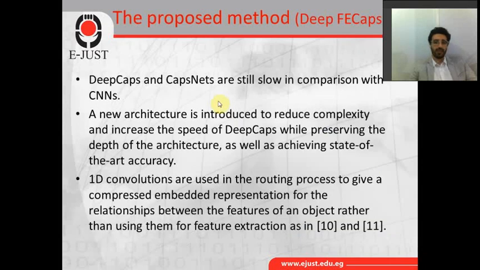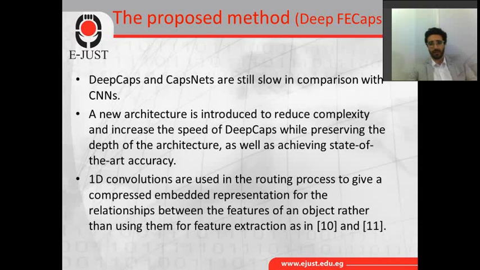So, speaking about the proposed method, both DeepCaps and capsule networks are very slow. So the aim of the newly proposed method is to do three things. The first thing is to preserve the state-of-the-art accuracy reached, to give higher speed, and also to produce a reduced complexity in the architecture and the number of trainable parameters.